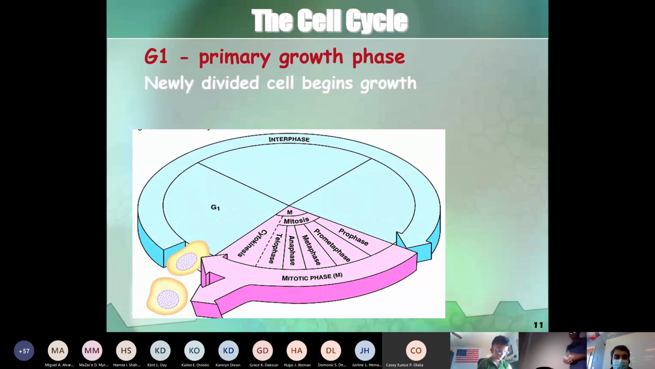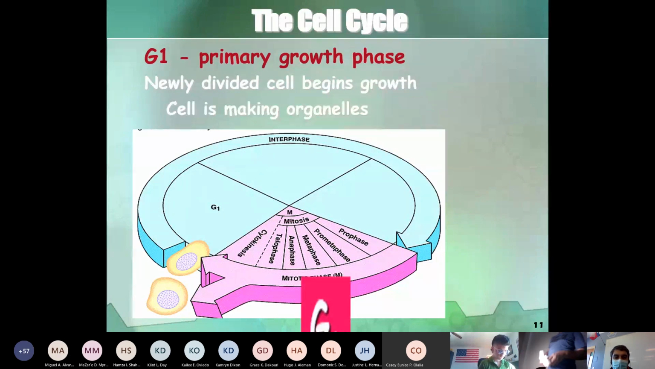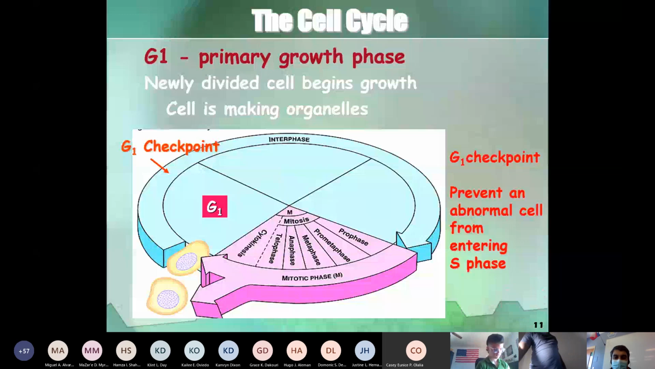So, G1. Can I get someone to read this? Go for it, Justine. G1 primary growth phase, newly divided cells begin growth, cell is making organelles.